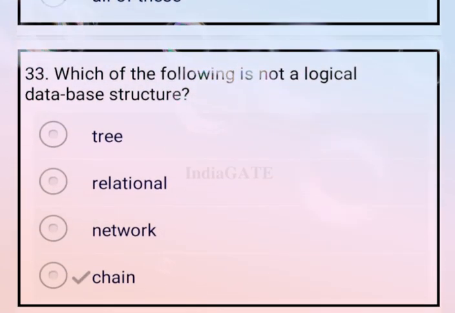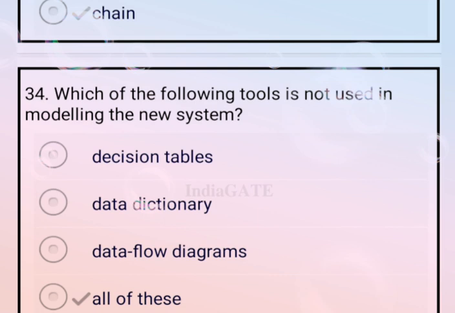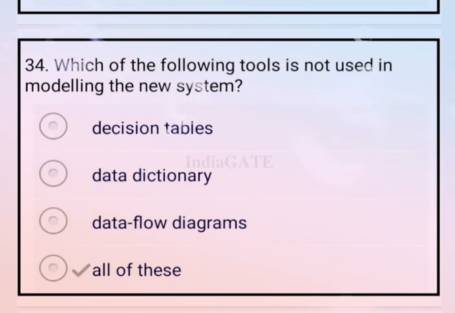Next question. Which of the following is not a logical database structure? So the correct answer is option D, that is chain. Next question. Which of the following tools is not used for modeling in a new system? So the correct answer is all of these. The options are decision table, data dictionary, data flow diagrams. All of these are used for modeling in the new system.